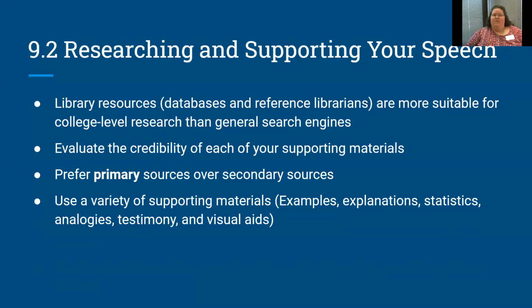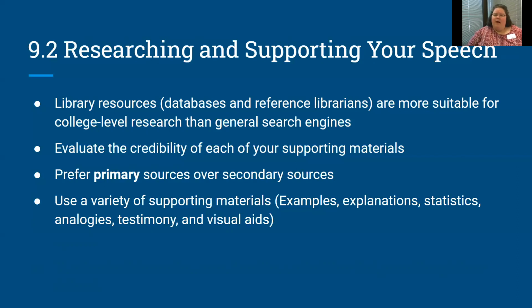There are times where you want some general information and Google can be helpful. Regardless of what type of supporting material you use, you do want to evaluate the credibility of your supporting materials. So are they credible? Is there a lack of bias? All of those things are important for you to consider. I would strongly encourage you to revisit this section as you're looking at supporting materials and ask yourself those questions as you evaluate the supporting materials for your speech.